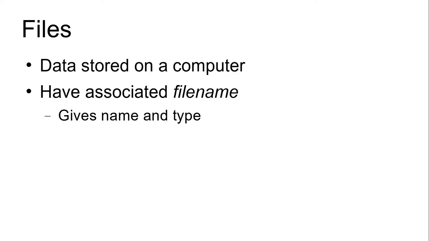All right, so the next concept I want to talk about is files. Files are data stored on a computer. A computer has a lot of data on its storage, and a file is a cluster of that data that is grouped together into something meaningful. So a file is just a block of data on your computer, and it has an associated file name. That file name gives you a name that you're able to reference and say, okay, I know exactly what this file is, hopefully. And the type of the file tells you and the computer what program is needed to actually work with that file.